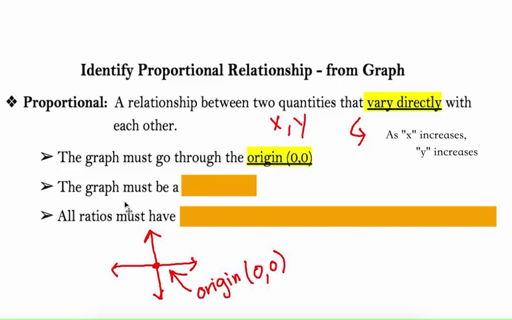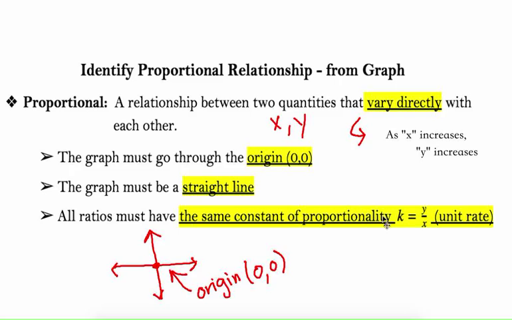And secondly, the graph must be a straight line. And third, all ratios must have the same constant of proportionality, or the same unit rate. And I would say that the third one is not as important, because if the first two criteria are met, if the graph goes through the origin and it's a straight line, then it will meet the third criterion as well. So I will look at the first two the most.